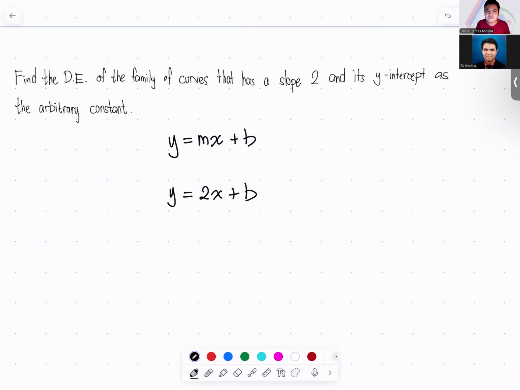Now, how do we know the order of the differential equation? You just have to count the arbitrary constants. That's 1. So that's the only arbitrary constant in the equation. So we'll just differentiate once. By differentiating once, this is dy over dx. Differentiate 2x by the power rule, that's 2. The derivative of b is 0. So therefore, our differential equation is dy over dx equals 2. That's already our differential equation.